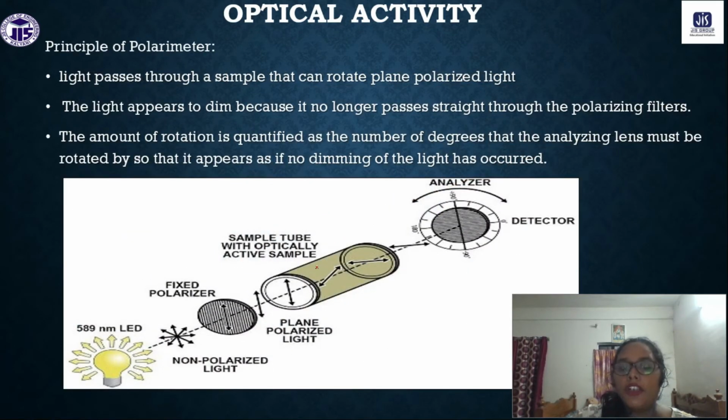Actually what will happen is, from this source the light will go through this sample tube. Here we are taking one sample. Now if this is the pathway of the light, the light may deviate from its pathway, that is, it can rotate clockwise or it can rotate anti-clockwise. So if the sample has the capability to rotate the plane polarized light, it is called an optically active compound. So the plane polarized light can rotate clockwise or anti-clockwise.